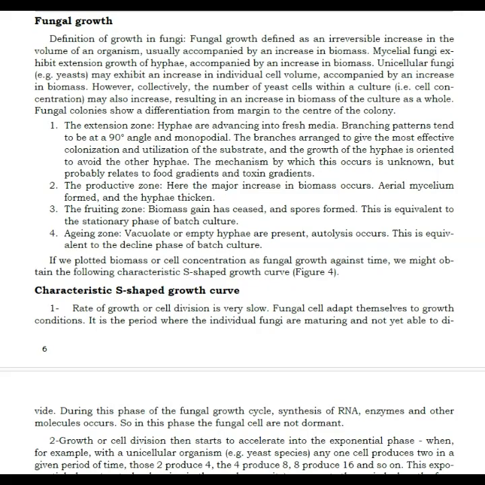So in Part 2, we will study fungal growth. As we see the growth in different organisms, it will be kind of similar in the case of fungus. So let's begin.